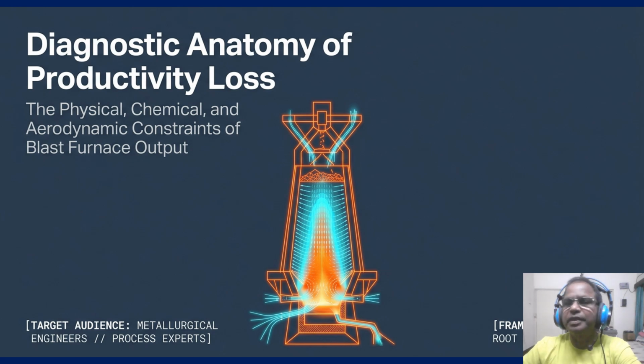Today we are performing a diagnostic anatomy of productivity loss. So looking at the slide, you see a glowing orange cross-section of a furnace with a bright blue gas column rising through the center. This represents a delicate balance between the burden descent and the gas ascent.